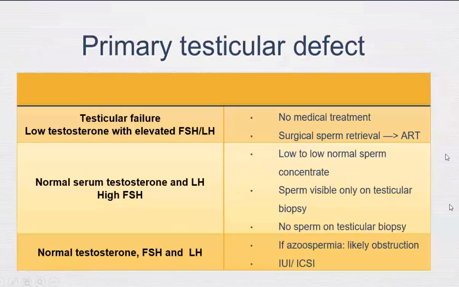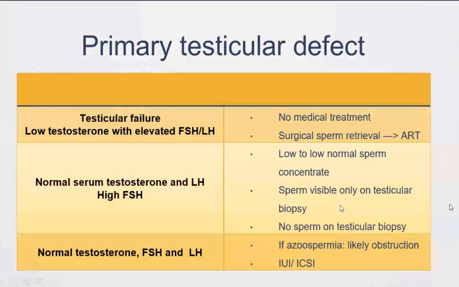So in cases of primary testicular defects, with testicular failure, basically there is no medical treatment, especially if the patient is associated with high level of FSH, more than 14. We know studies have shown that there is no evidence or there'll be very little chance to get sperm, even if you go through surgical retrieval. In normal serum testosterone, LH, and high FSH, if you see high FSH, meaning there is some form of testicular dysfunction. So if we are able to yield some sperm, we can still proceed with ICSI.